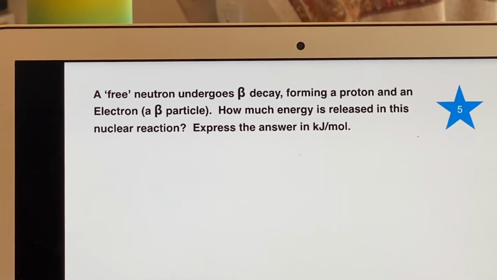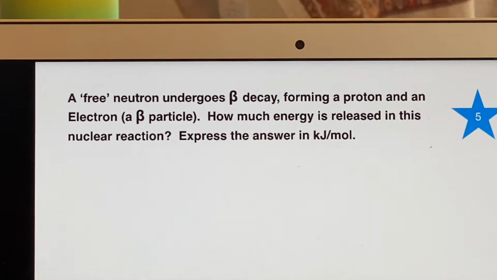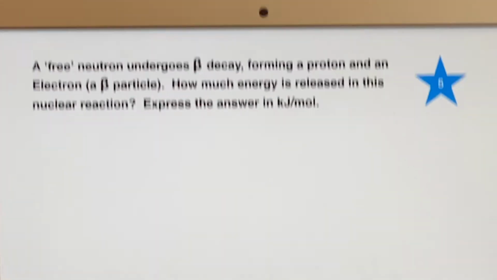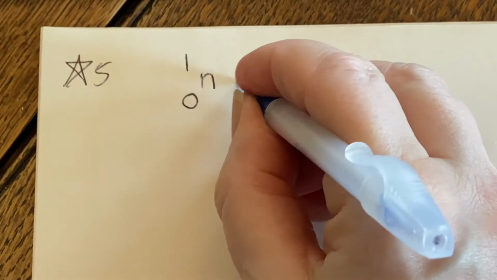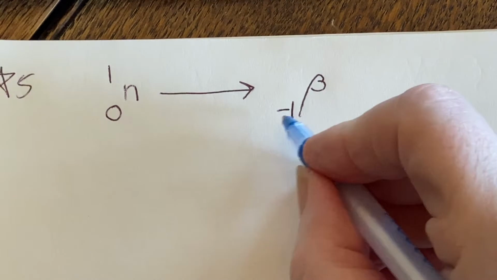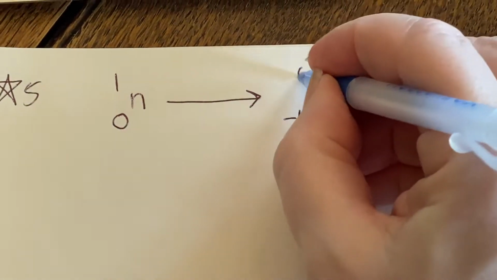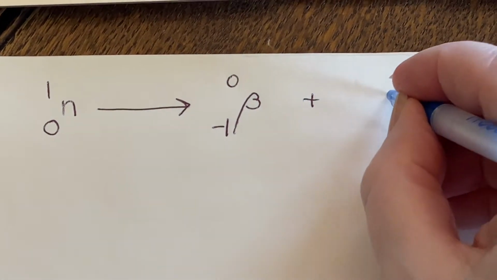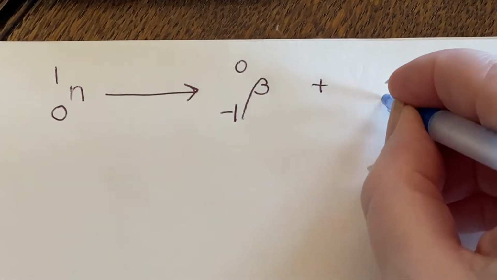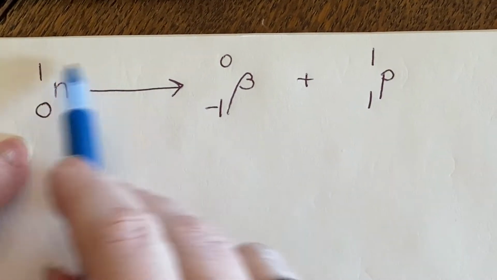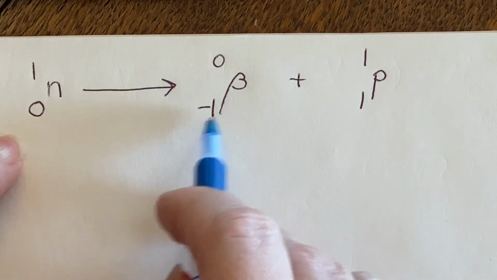We have a free neutron that undergoes beta decay, forming a proton and an electron. If I have a neutron, it doesn't have any charge. It has a mass of 1. And they say it's going to undergo beta decay, which would give us a negative charge on the electron and no mass. And it would also form a proton. So I'll go ahead and write it as a proton that has a charge of +1 and a mass of 1. And you can see that, 1 equals 0 plus 1 and 0 equals -1 plus 1.